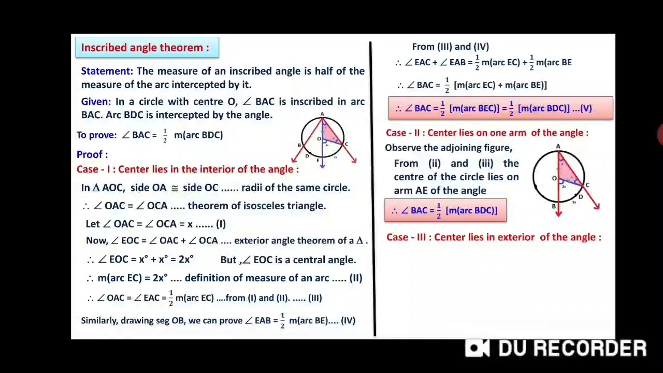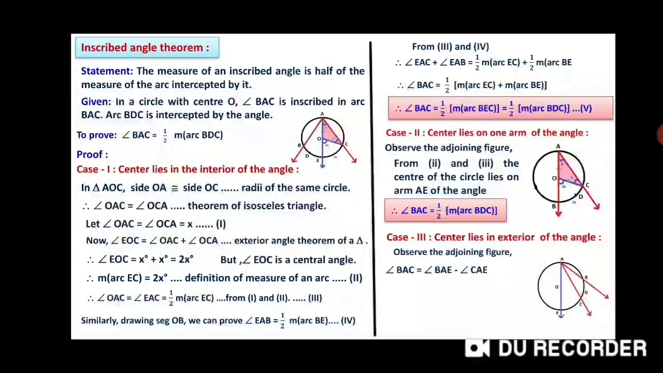Now, the third case: center lies in the exterior of the angle. The figure is like this. Here, observe the adjoining figure. Angle BAC is equal to angle BAE minus angle CAE. Therefore, angle BAC is equal to half of the measure of arc BE minus the measure of arc CE. Therefore, you will get angle BAC is equal to half into the measure of arc BDC. This is by considering the three different cases of this inscribed angle theorem. Prepare it systematically.